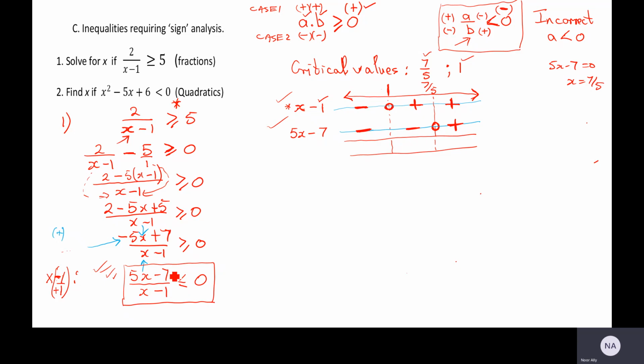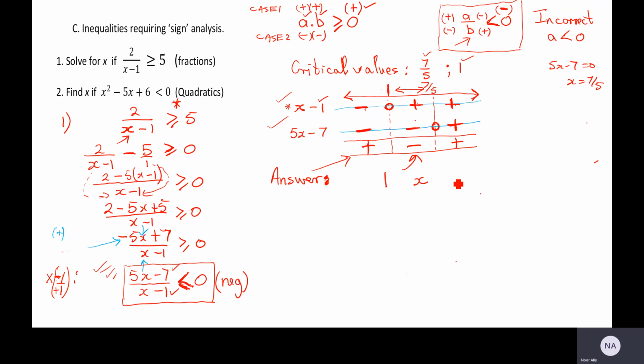And now you divide, just like you divide in the question itself. Positive divided by positive gives you positive. Positive divided by negative gives you negative. Negative divided by negative gives you positive. And this will provide you with your final answer because you are looking for negative. Why negative? Because it's less than or equal to 0. And negative lies between what? 1 and 7 over 5. So there's your answer.